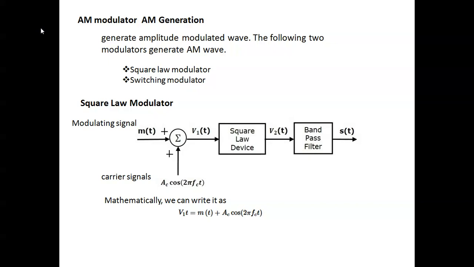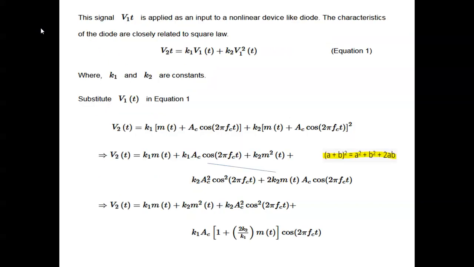So we know that m of t is the message signal, and Ac cos 2 pi fct is the carrier signal. This signal we can consider as v1 of t. Then v1 of t is applied to the square law device, and after that the output is obtained as v2 of t. K1 and K2 are constant values. We get K1 v1 of t.